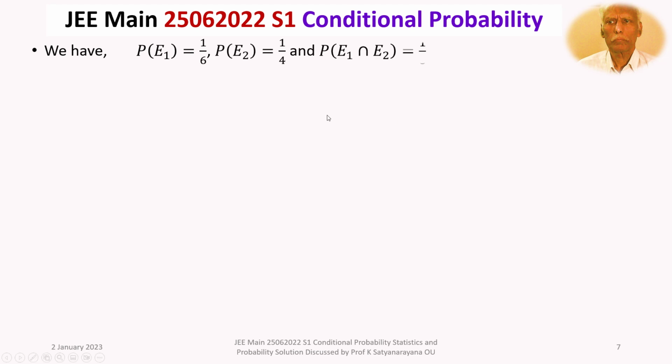So we continue in the next slide. These are the probabilities. Probability of E1 is 1 by 6. Probability of E2 is 1 by 4. Probability of E1 intersection E2 is 1 by 8. These are the required things for us now.